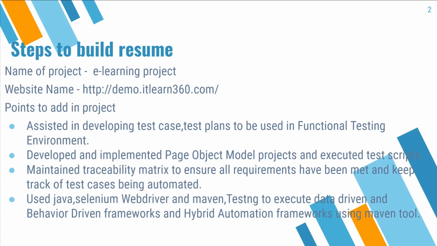Now, once you have talked about the project section, you can say what you used here. You used Java, Selenium WebDriver, and Maven, TestNG to execute data-driven, behavior-driven and hybrid automation frameworks using the Maven tool. Basically, to execute these data-driven, behavior-driven and hybrid automation frameworks, we need this Maven tool, and the languages and tools we are talking about are used to build them. So we'll mention that we have worked on all these tools, and the interviewer will get a clear picture that in the project, we have used all the required tools.